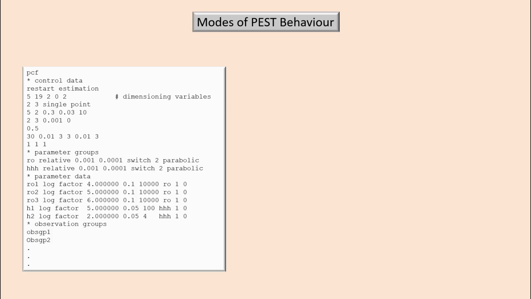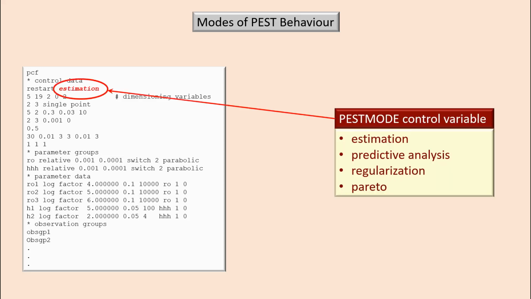The mode of behaviour that it implements on any particular run is set through the PEST mode control variable. This variable resides on the third line of a PEST control file, and it can be given one of 4 values. And these values are listed in this table. They're implemented as text, they're supplied as text strings to tell PEST how to operate on any particular model run, any particular inversion run.